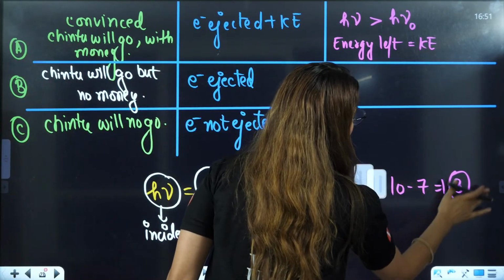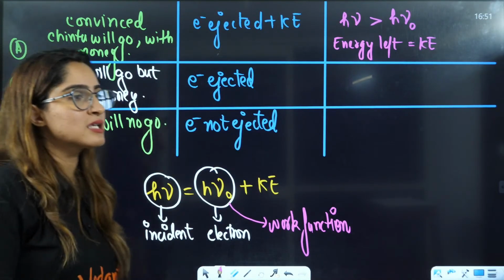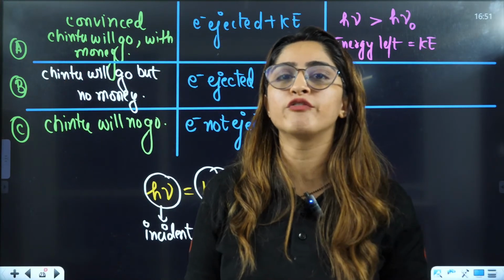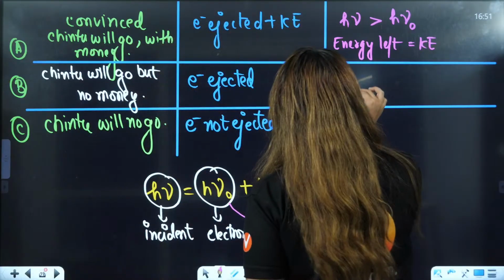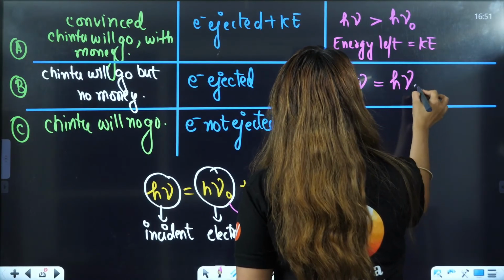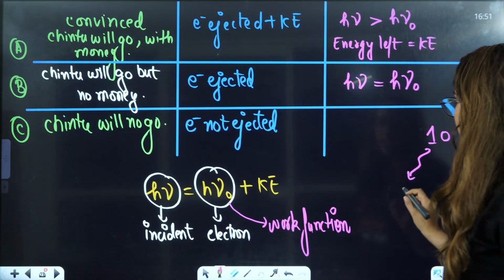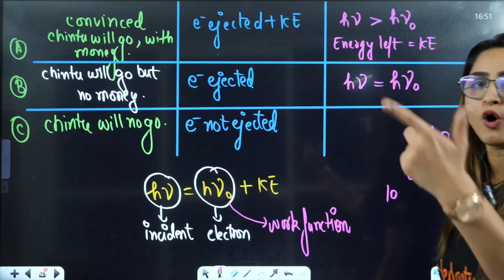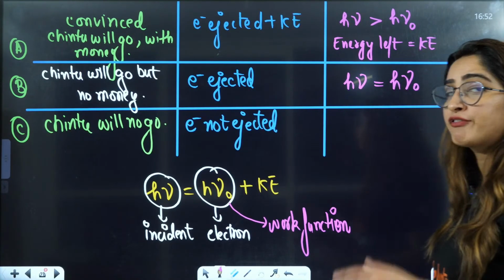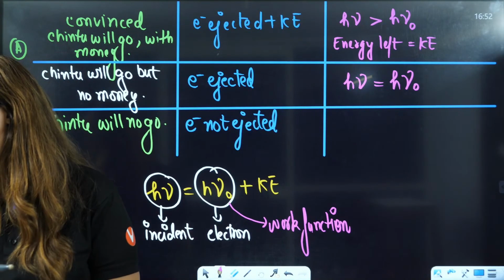Now, let's say the electron is just ejected. In this case, Mintu is able to convince Chintu's parents, but they say, I will not give you any money. That means if hν equals hν₀, if incoming incident light is 10, and 10 is required to take out the electron, the full energy will be consumed. There will be no energy left for the electron to move. That means kinetic energy will be 0.